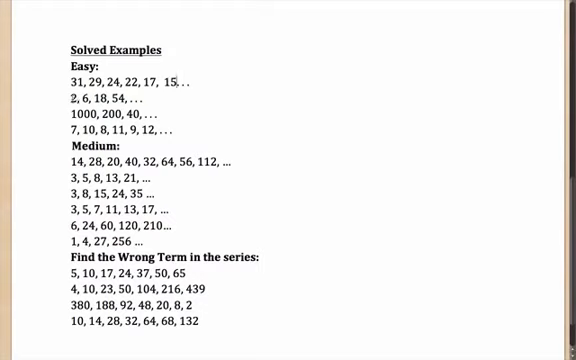How about this? 2, 6, 18 and 54. What is the pattern here? Each term is getting multiplied by 3. 2 into 3 is 6, 6 into 3 is 18, 18 into 3 is 54. So the next term here will be 54 into 3, which comes out to be 162.